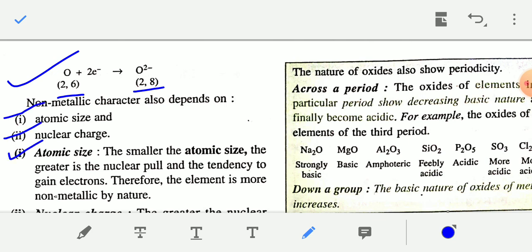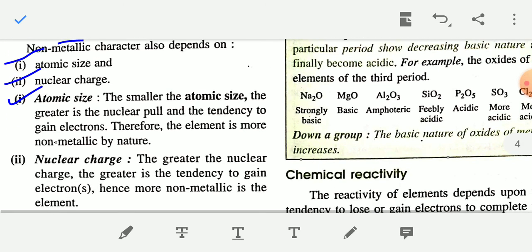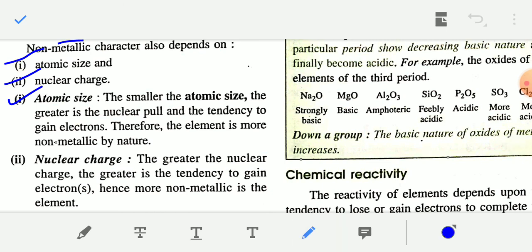Okay. First point is atomic size. Smaller the atomic size, greater is the nuclear pull, and the tendency to gain electrons increases. Therefore, the element is more non-metallic in nature. Smaller the atomic size, greater is the non-metallic character.